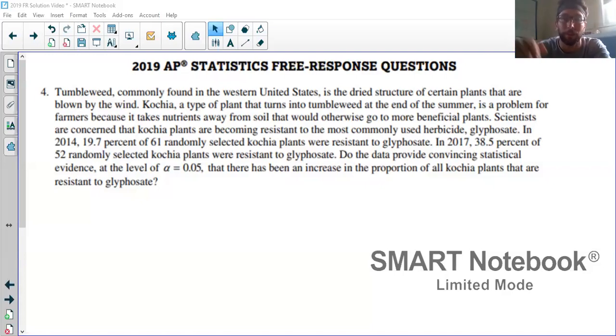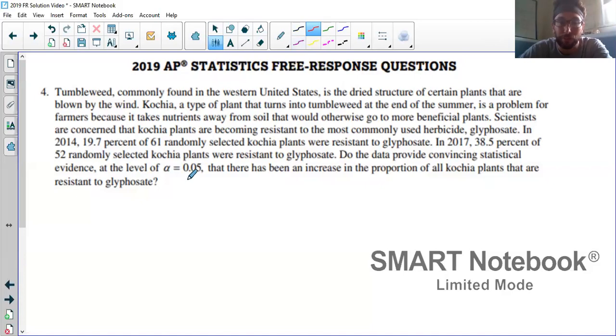But anyways, as you take this on the exam, read this twice. I would read through this once, and once I read through it, some things jump out. So I want convincing statistical evidence. We're given an alpha level here of 0.05. So it should be pretty obvious that we're going to have to do some kind of hypothesis test.